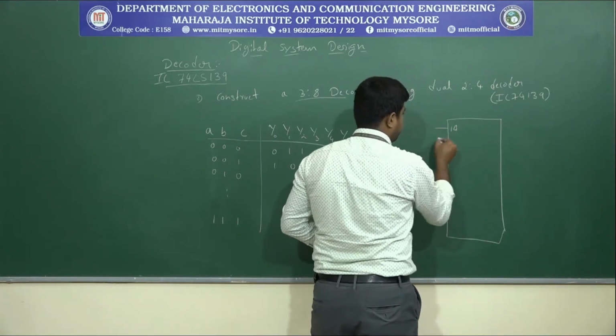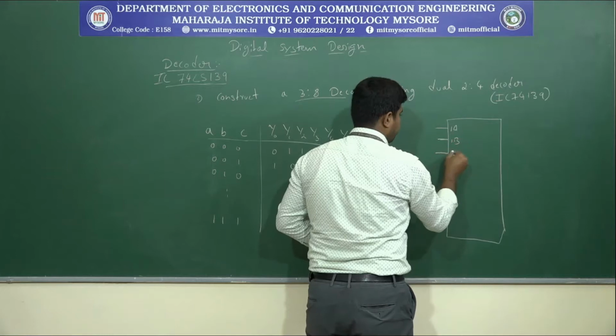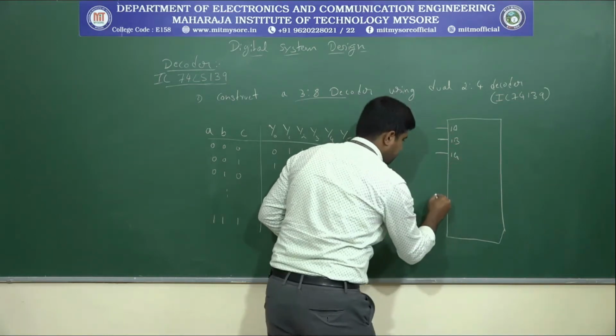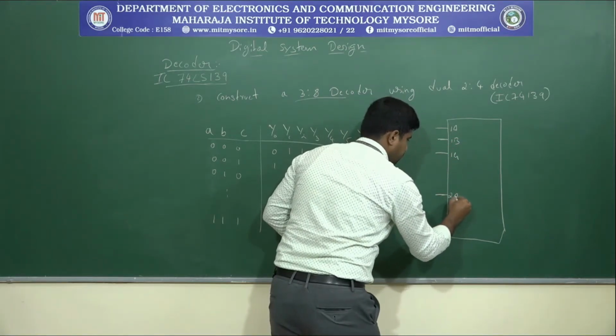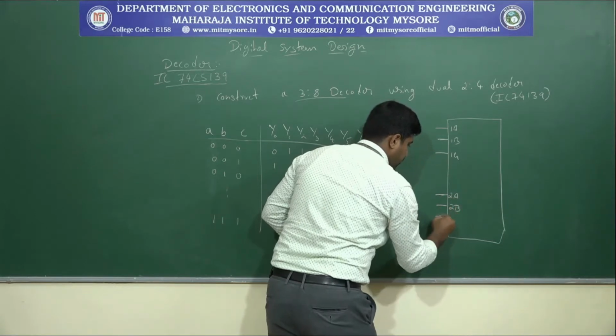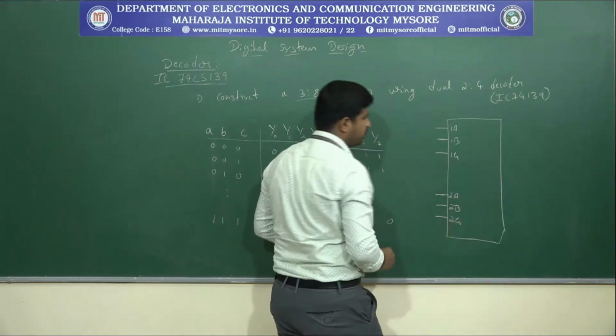So this is 1A, 1B, 1G, 2A, 2B and the 2G.